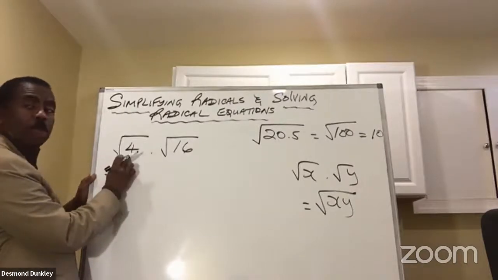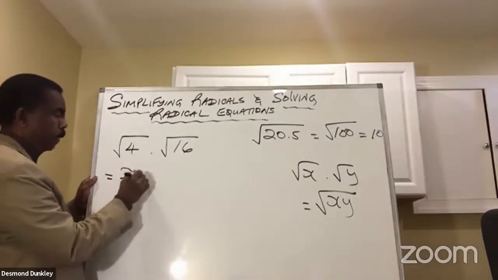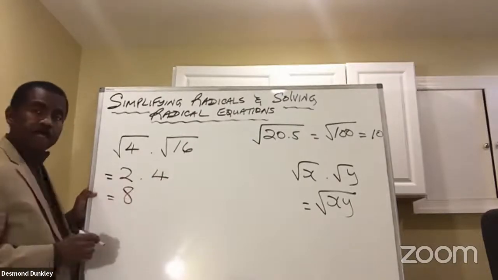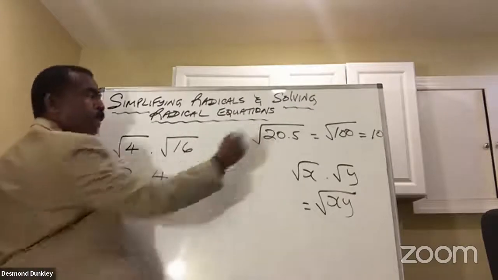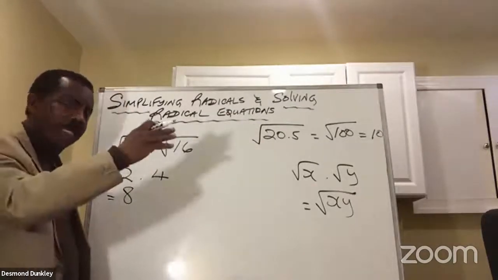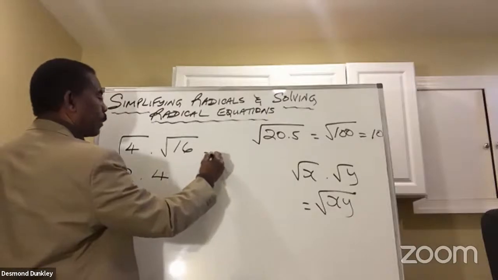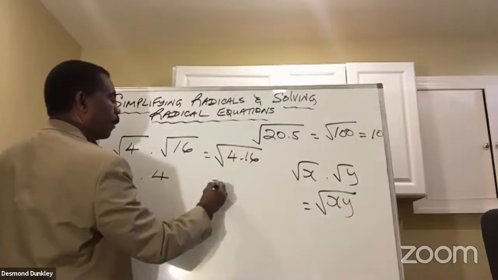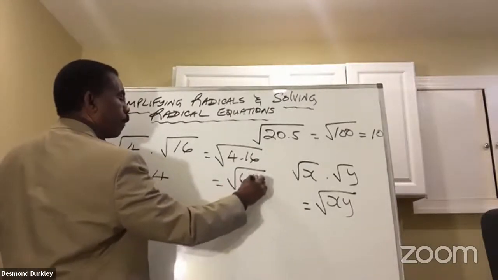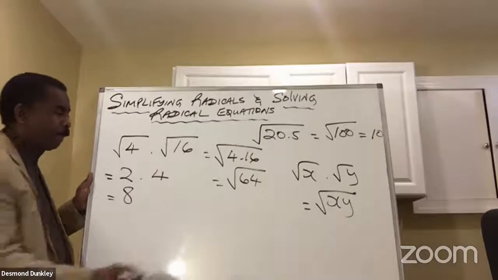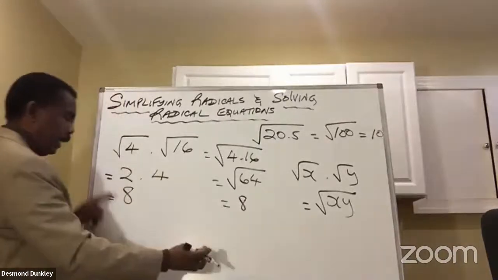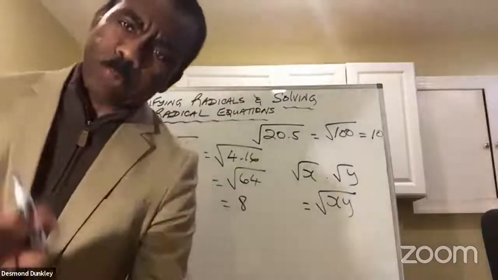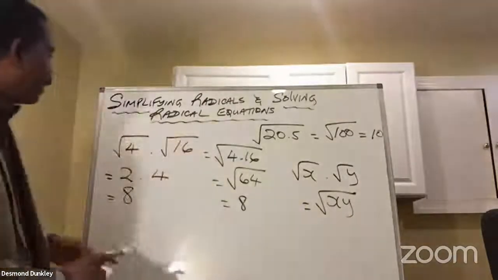Well, the square root of 4 is 2. The square root of 16 is 4. So that's 8. If we use the method of putting them under the same radical, we're saying that that's equal to the square root of 4 times 16, equal to the square root of 64. What is the square root of 64? The answer is 8. And we see the two answers are identical. Just in case you think I'm tricking you, let's try another one.